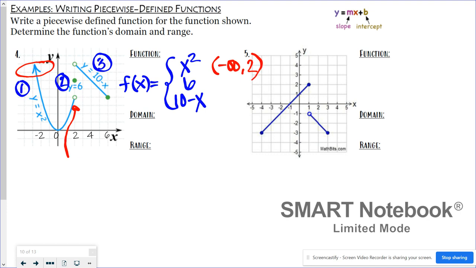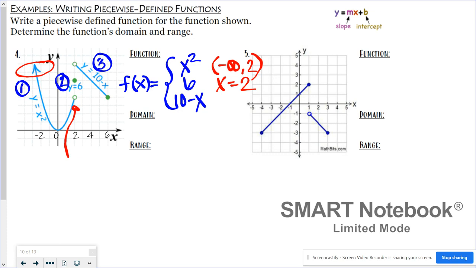Now, when it comes to that y equals 6, it's a single point. It's happening in one place, and it's happening only at x is equal to 2. So I do need to write this exactly as I said, x equals 2.